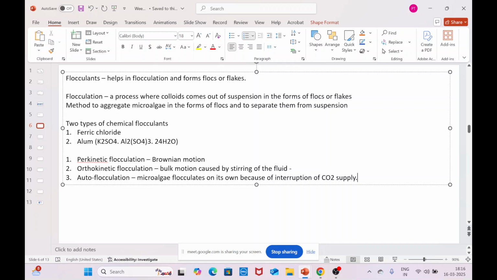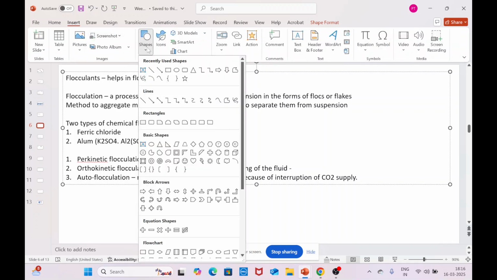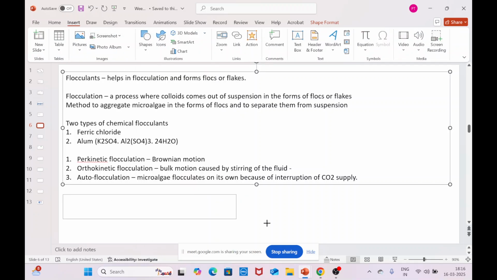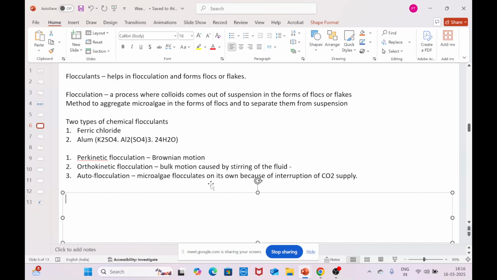So the size keeps getting bigger. Once the size becomes bigger than a particular threshold, the buoyancy force cannot keep them within the liquid as suspensions, in the dispersed phase. So the gravitational force will be greater. Because of that, the particle will actually settle down at the bottom. So flocculation is one way. Apart from that, you have multiple other ways of harvesting your microalgae.